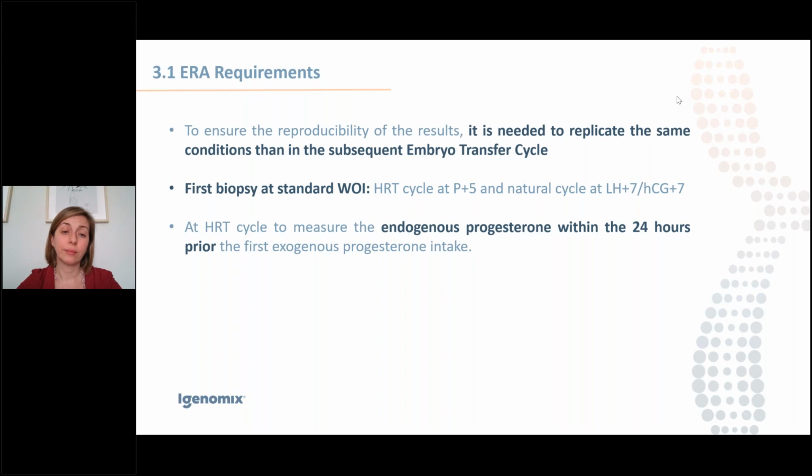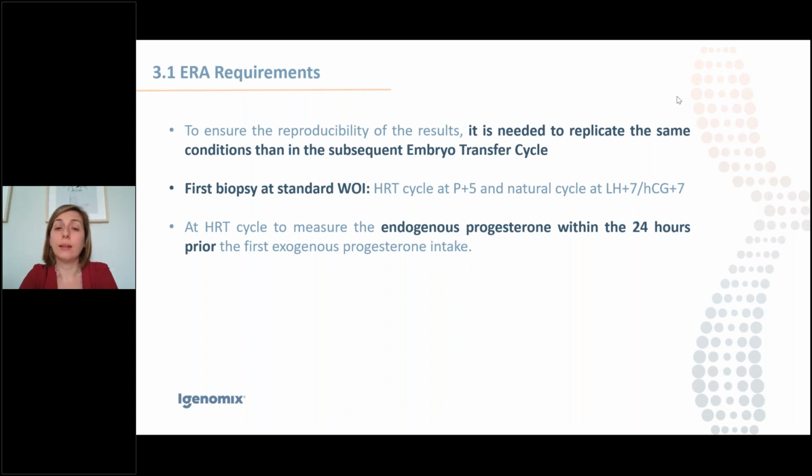We have Dr. Aisha, and her question is, should we do ERA followed by hysteroscopy or hysteroscopy followed by ERA? What effect will the intervention have on the ERA report?